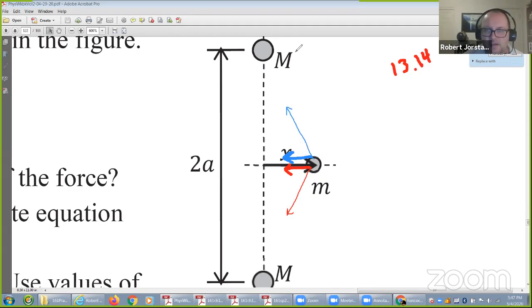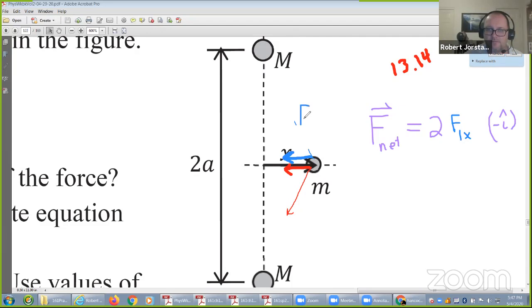You could just say, by symmetry, rather than doing all the work, it would equal twice the X component in the negative i hat of, so if this is force 1, all you have to do is get the X component, double it, and then say the force is in the negative i hat. And that gets you the net force.